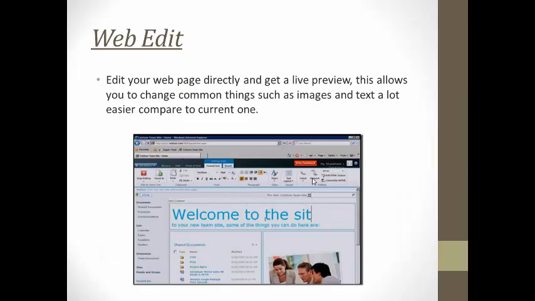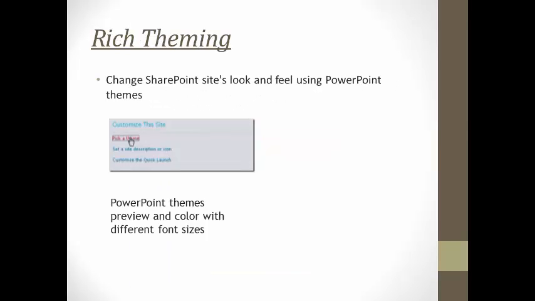Now this is the web edit. On the web page itself you can edit your web page and change the title, change the image which is present on the page, and you get a live preview which allows you to change common things, which includes text and images as well. Rich theming includes a look and feel part from the site settings of your page. You can change the default theme and include your own theme. At the same time you can create custom themes in PowerPoint.